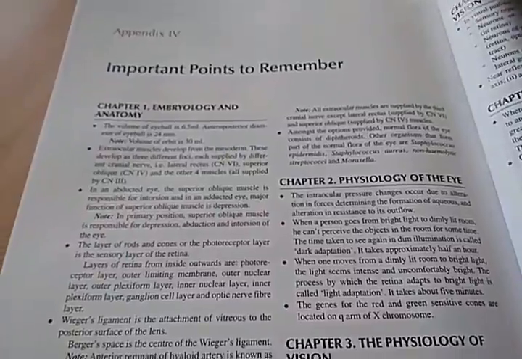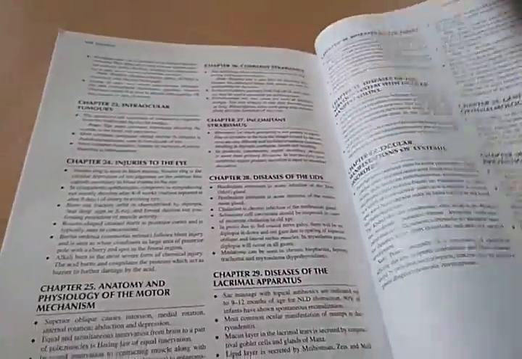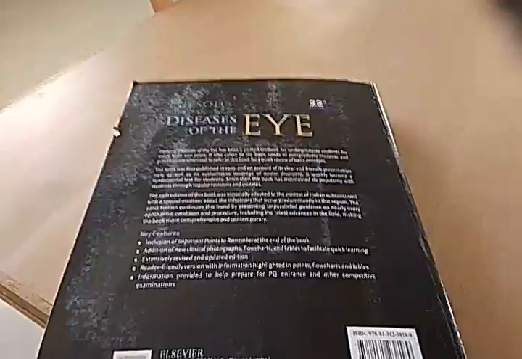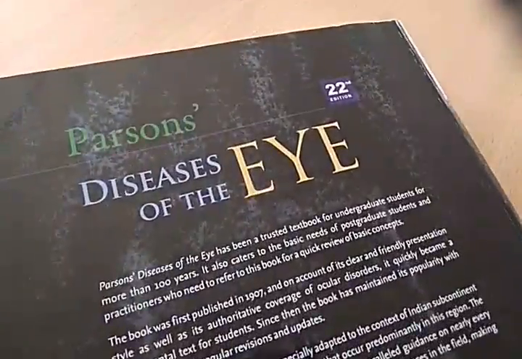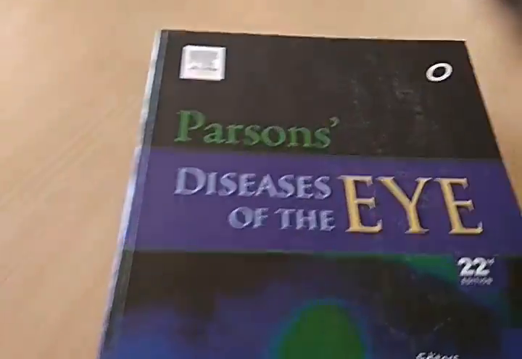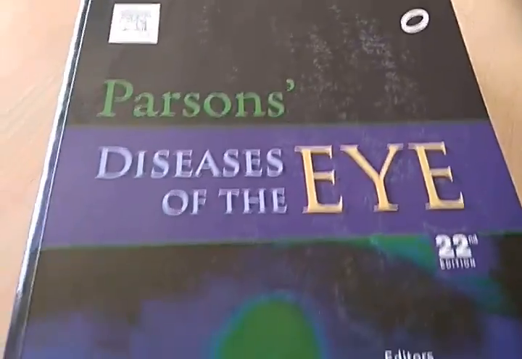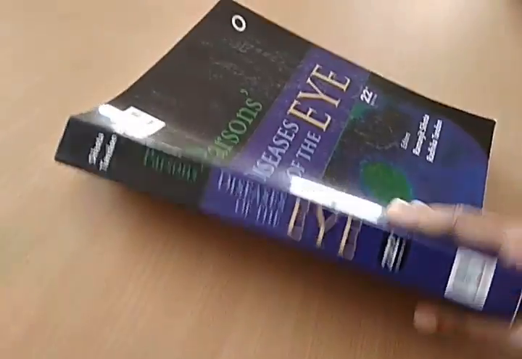Important points to remember in each chapter. Okay guys, I think we have spent way too much time with this book. So let's close this video on this book, Parsons Diseases of the Eye. I think I liked the instrument part of it, but otherwise just go for Khurana for undergraduate level. What do you say, guys?